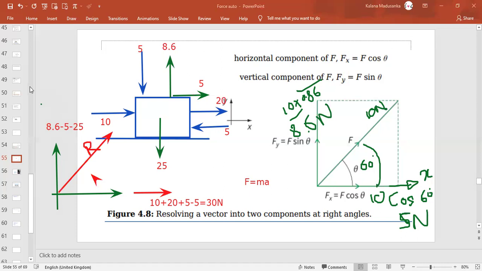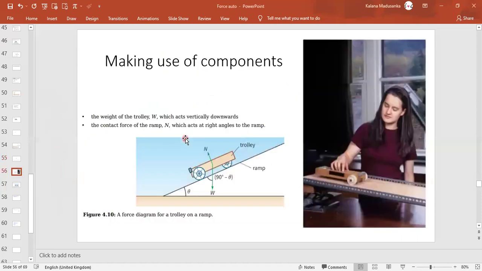Because when we are dealing with this type of an angular force, it is very hard for us to take it out as for the calculations, right? That is the issue. Okay. We'll do this example.